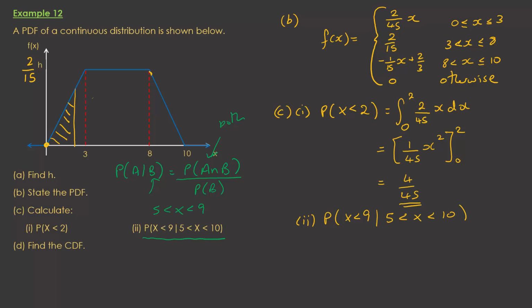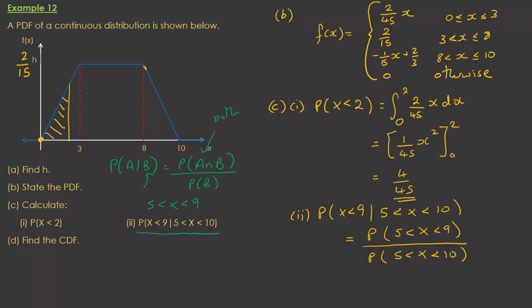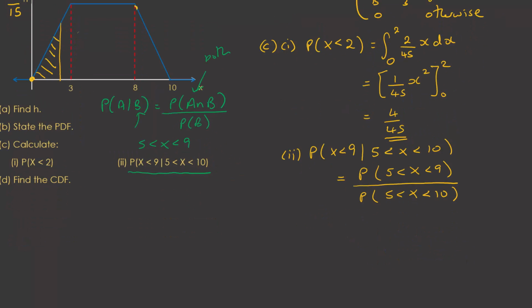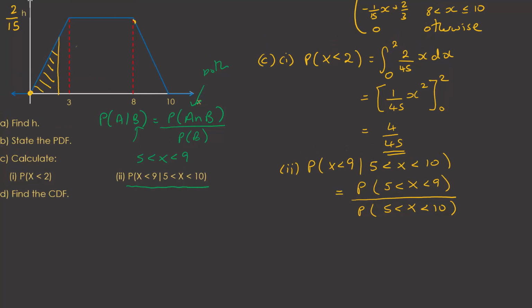So this is going to be the probability that x is between 5 and 9 divided by the probability of x being between 5 and 10. So let's think about how we're going to calculate this. So between 5 and 8, that's a width of 3. The height's 2 over 15. So this is going to be 6 over 15.